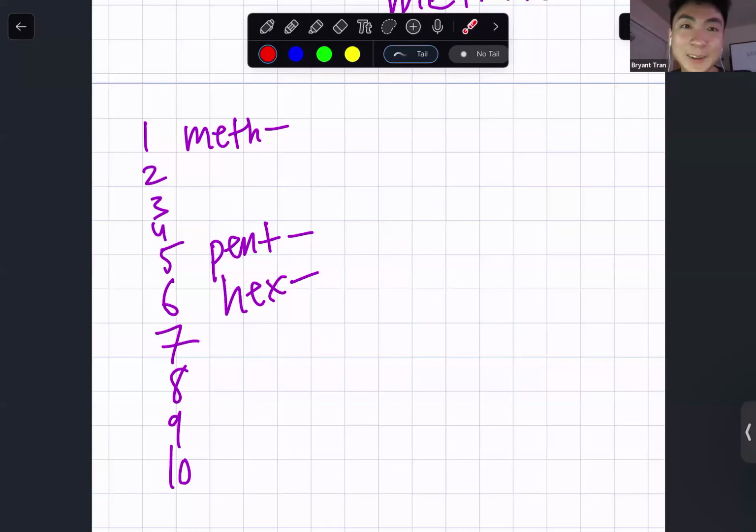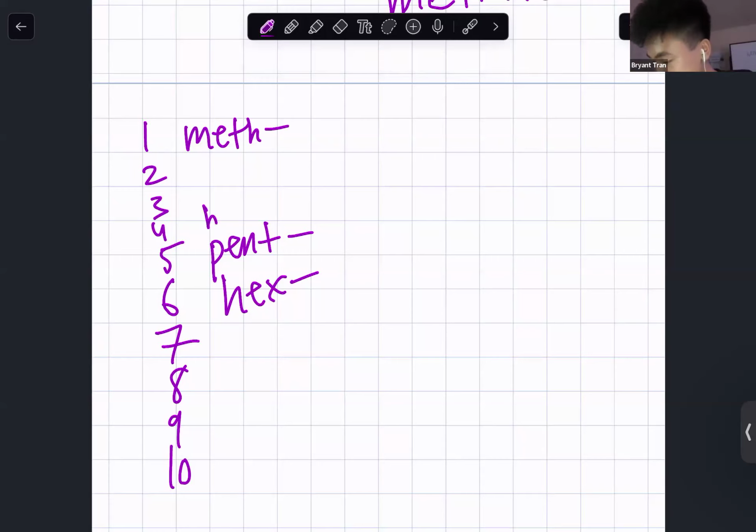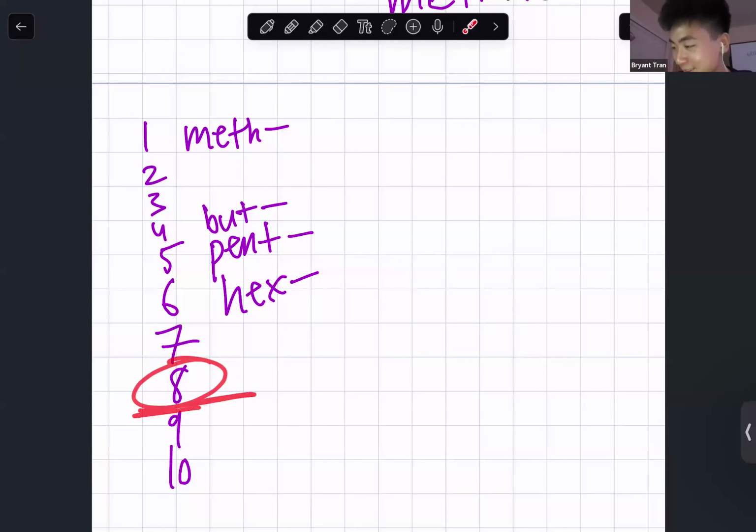hexene or hexyne, depending on if it's an alkene or alkyne. I think either 3 or 4 is but. Four will be but. Eight, I think, is oct. Oct, correct, correct. And then everything else is a little bit tricky.